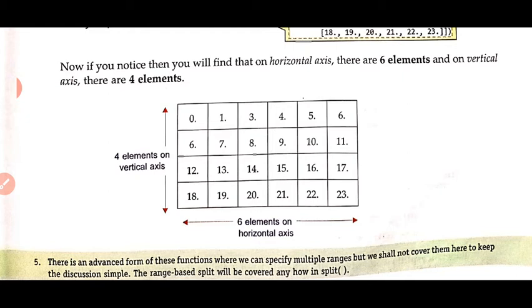Then next line 6, 7, 8, 9, 10, 11, 12, 13, 14, 15, 16, 17, 18, 19, 20, 21, 22, 23. So the last 3 lines are okay. Only in the first row, 2 is missing, so that misprint is there. Okay, so make it correct in your book. So what are the elements? 0 to 23, divided into 4 rows and 6 columns.